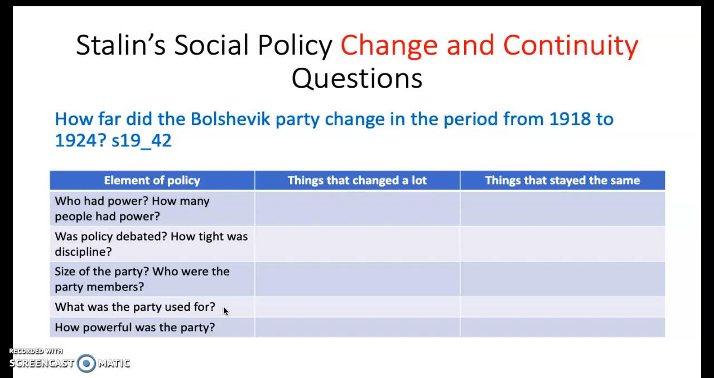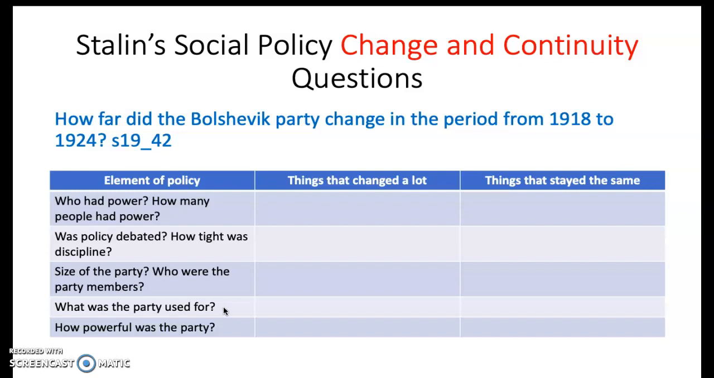How powerful was the party? Well, at the beginning, I think we could say the party was relatively powerless. And you could quote those examples of people like Trotsky turning up to their government ministries at the beginning of the Bolshevik regime and being literally locked out, to by the end, the party being extremely powerful, having power over society and power over government and the state.